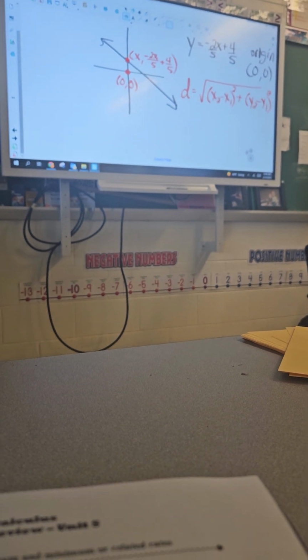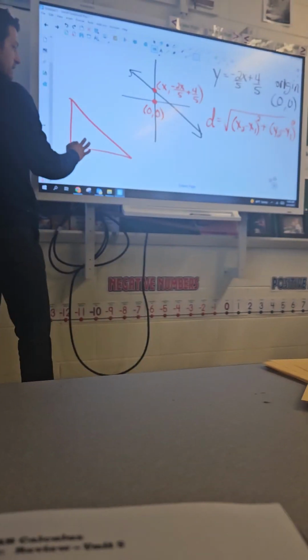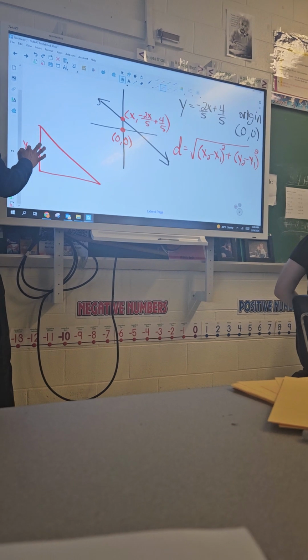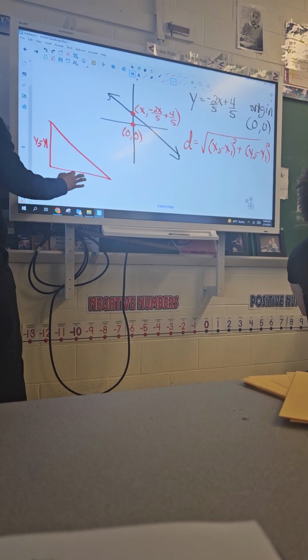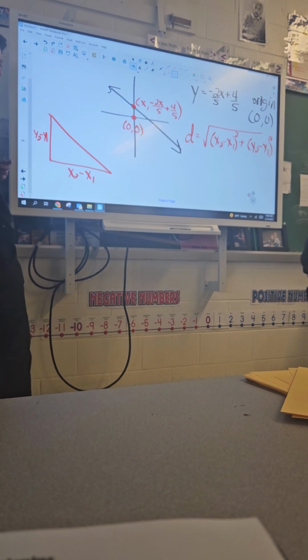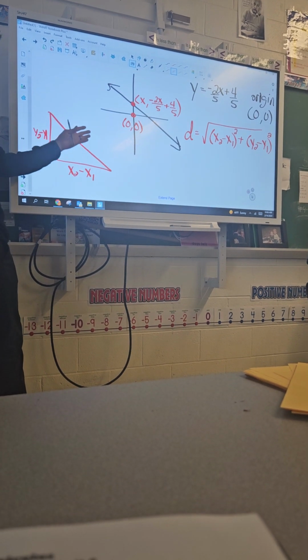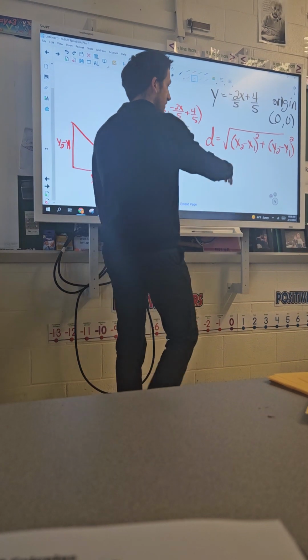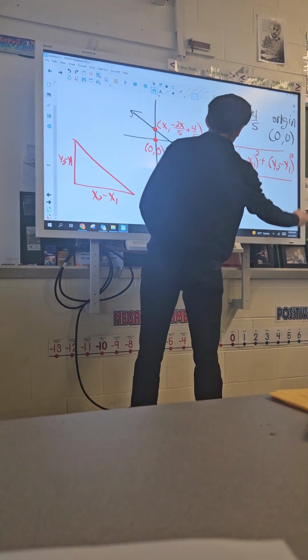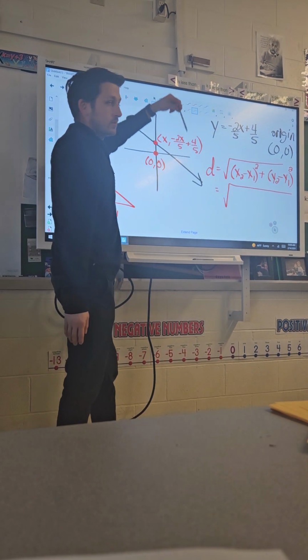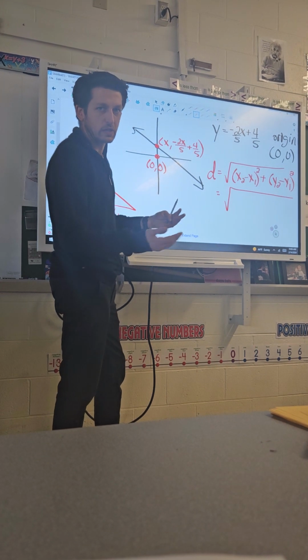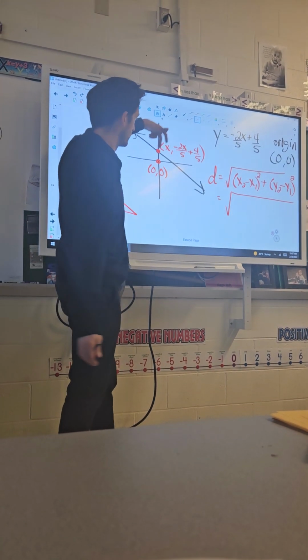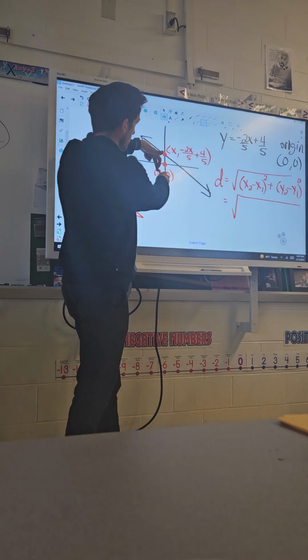I'll draw a triangle up on the board for you and tell you to find the hypotenuse, if this is the change in the y and the change in the x. A squared plus b squared equals c squared. A little bit better. Doesn't really matter what you want to make x2 or x1 as long as you're just consistent. So I'll start this down here. x1, x2.